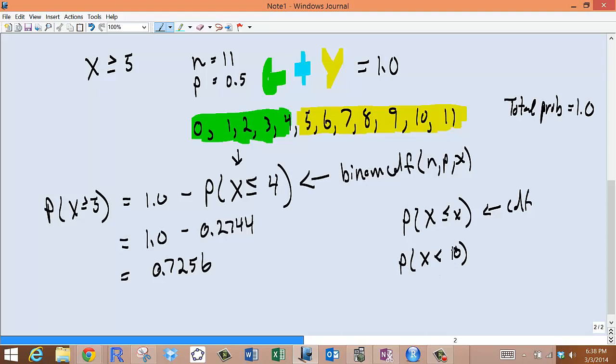Well, with less than, you have to be careful here. You really want to say that this is the probability that x is less than or equal to 9. So again, you want to pay attention to the equal to sign and this whole complement bit. I hope this helps you with your homework in terms of the binomial probability distribution.